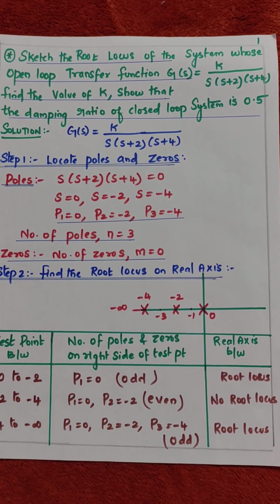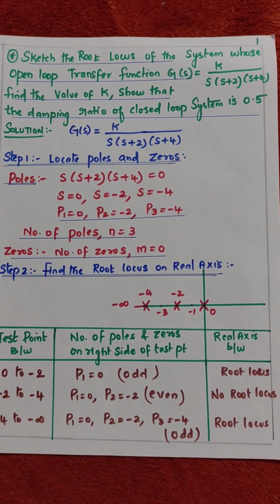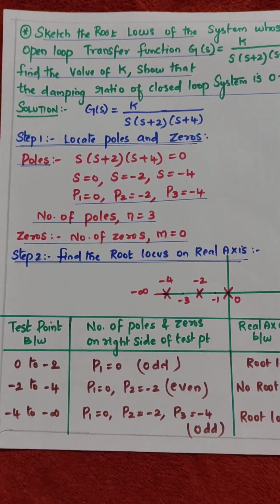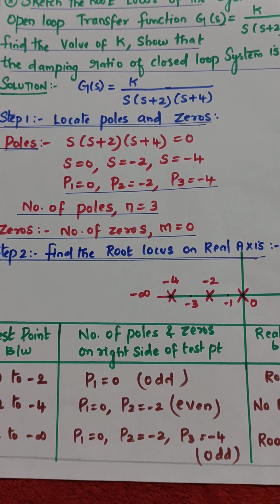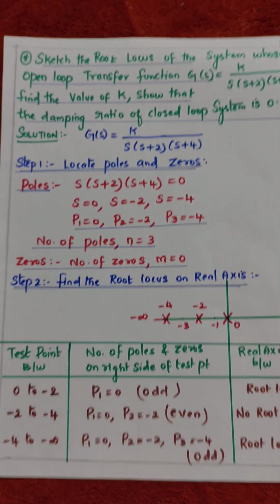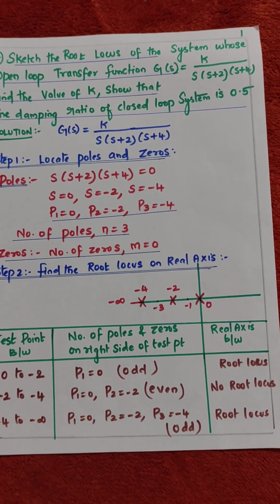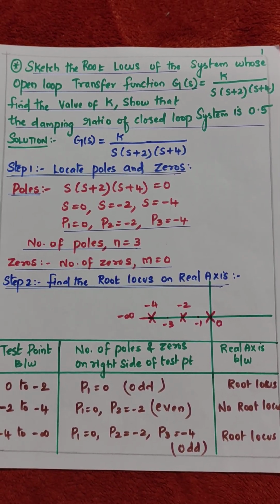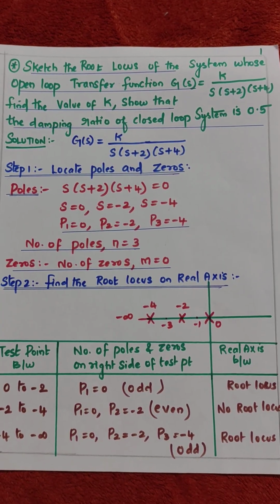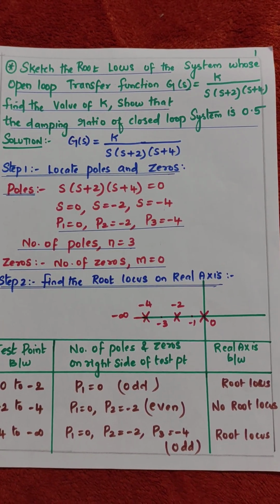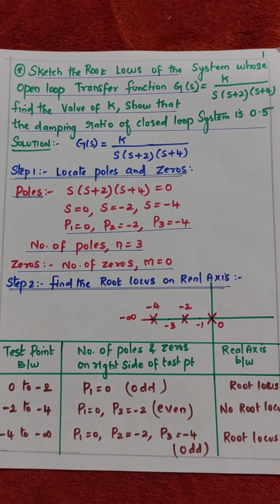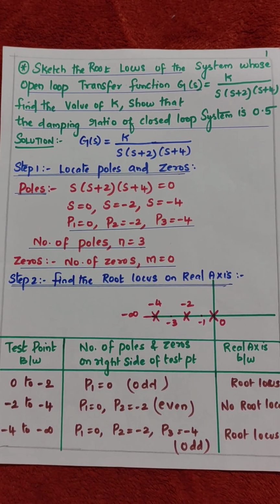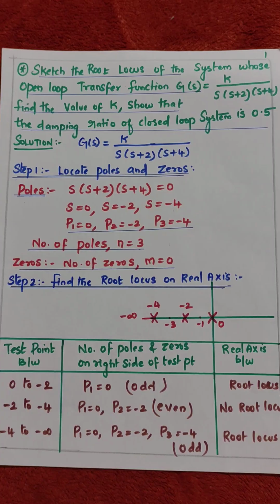Solution. Take the given G(s) equal to K divided by s into (s plus 2) into (s plus 4). Step number 1: locate the poles and zeros. Poles: denominator s, s plus 2, s plus 4 equal to 0. So s equal to 0, s equal to minus 2, s equal to minus 4. Therefore, your poles are P1 equal to 0, P2 equal to minus 2, P3 equal to minus 4. Number of poles n equal to 3, number of zeros m equal to 0.